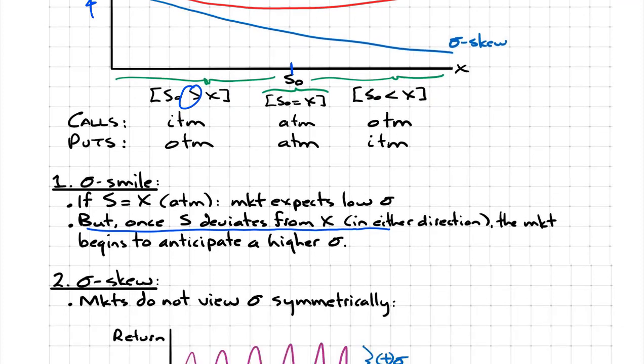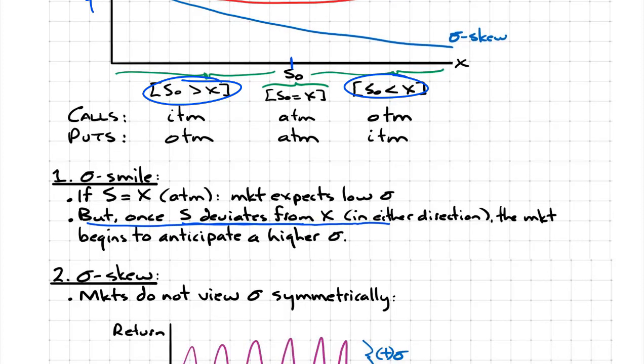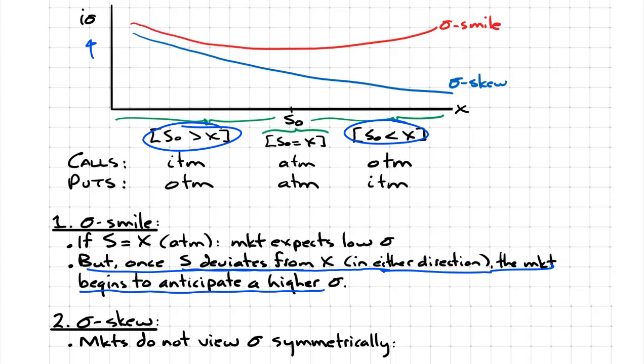Now, what's the rationale? What's the explanation behind this? Well, as soon as the spot price deviates from strike, again, whether you're here or there, all of a sudden, the market starts anticipating a higher volatility in the future. So the rationale is, if the spot and strike are close together, the markets have a low expectation with regards to volatility. But as soon as the price deviates from strike, all of a sudden the markets start raising the amount of implied volatility priced into the options.